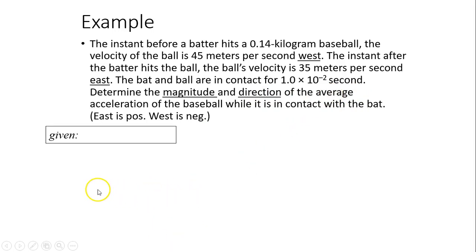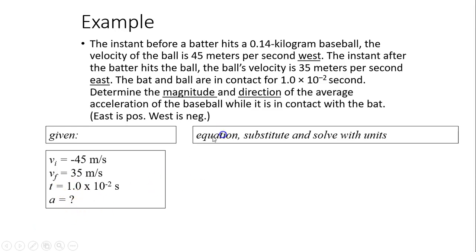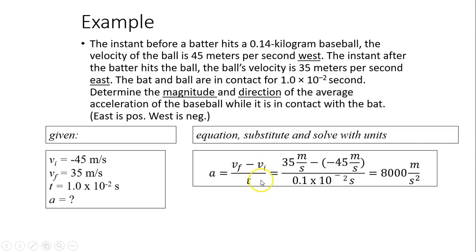Write down what you know. Initial is negative because it's west. Final is positive, east. And here's the time. What is the acceleration? Write down the equation, substitute, and solve. Equation: substitute 35 minus negative 45 divided by the time. So you will have 8,000 meters per second squared.